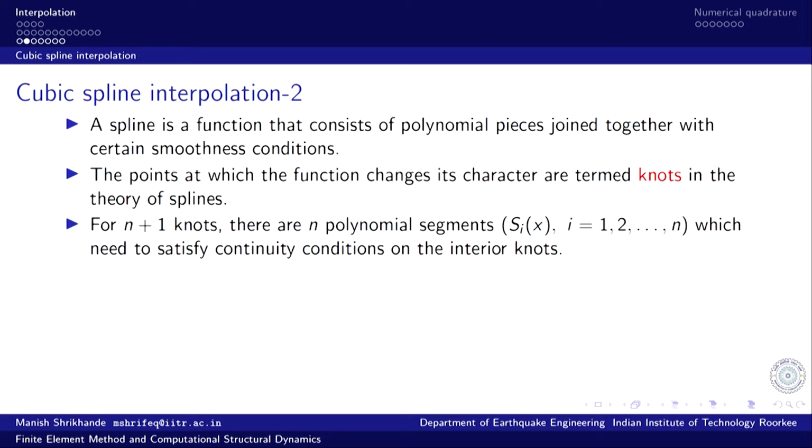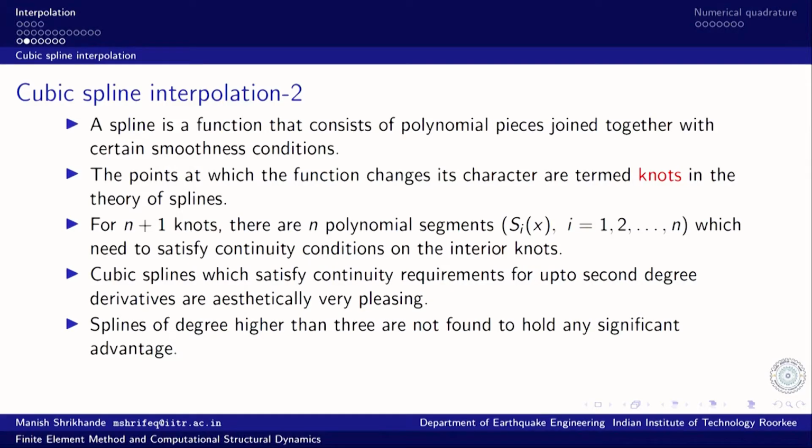So, these are n spline segments for which we need to satisfy the continuity conditions on the interior knots. There are n plus 1 knots, with 2 extreme knots denoting the boundaries. So, there are n minus 1 knots which have to satisfy the continuity conditions.